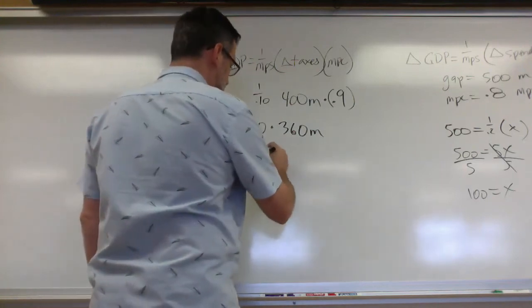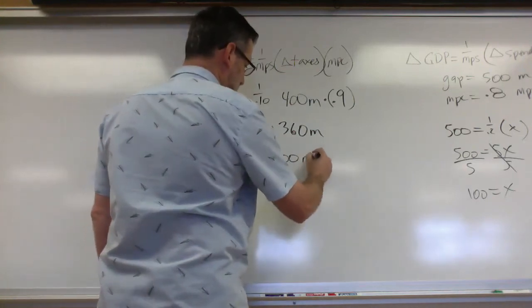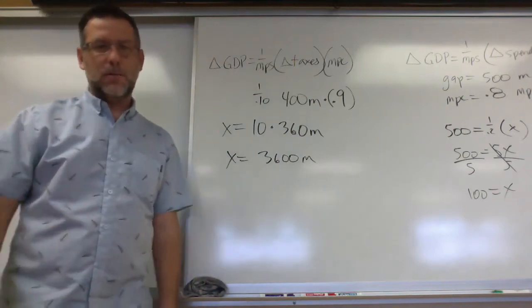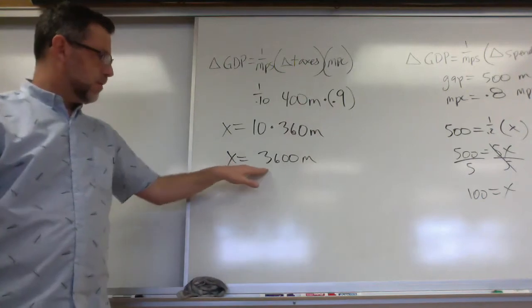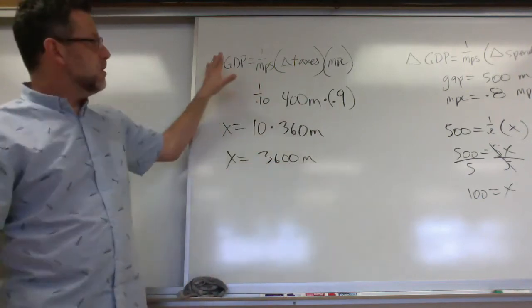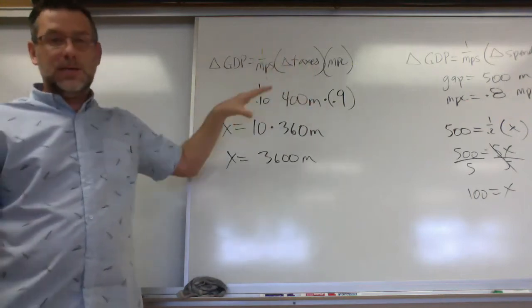X equals 3.6 trillion or billion, whatever it was. I don't know, millions, billions, whatever, right? 3,600 million. That's our answer there. So we use the same equation in the same way.